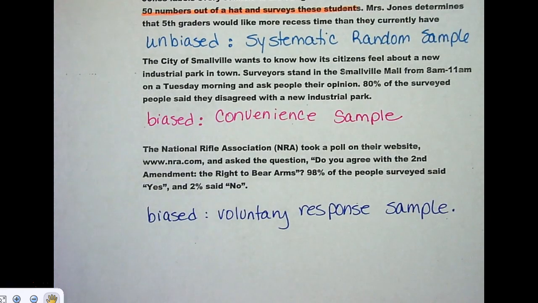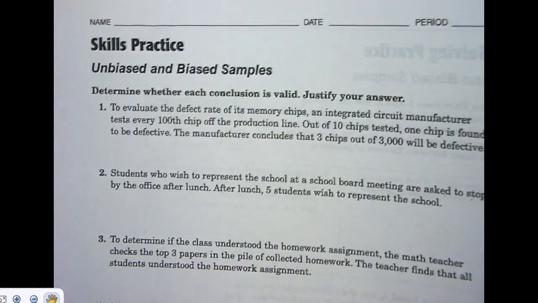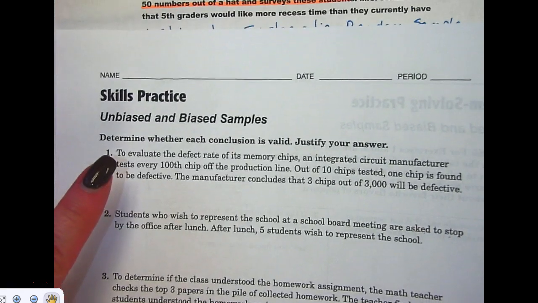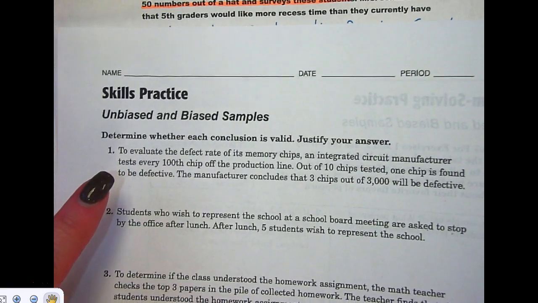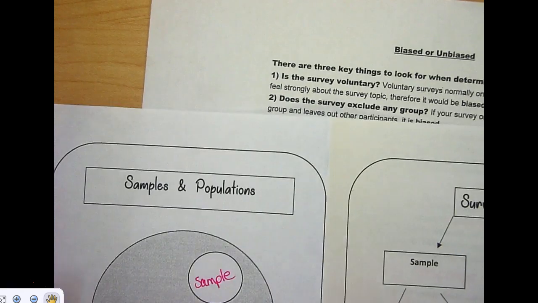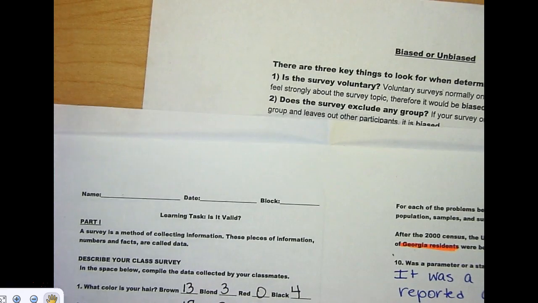All right, so after we put this in our journal, we can work on the skills practice. If we don't get it finished today, we'll work on it tomorrow. But you're doing the same thing as we just did on this paper. You're reading the situation and then deciding if it is biased or unbiased and telling why. But let's go ahead and put these in our journal. So I need to cut this out. I'm going to cut these two apart. And I'm going to cut these two apart.